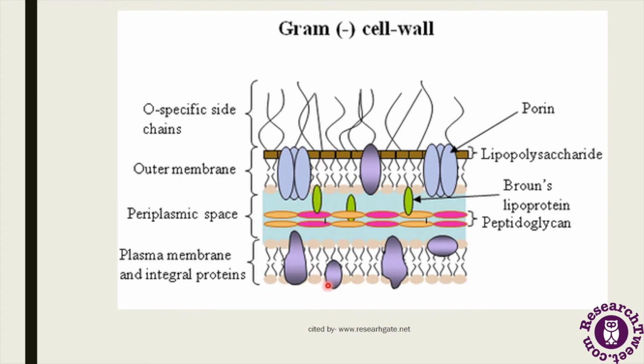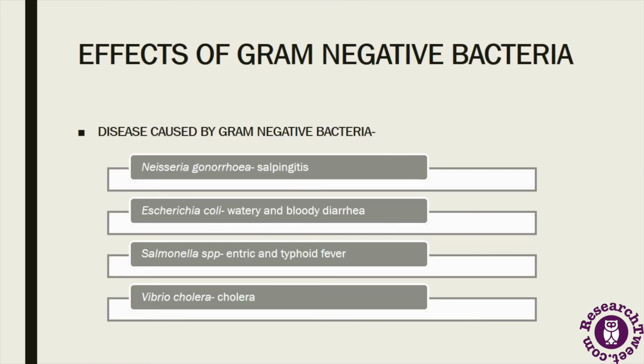Between the cell wall and the plasma membrane of the cell, there is a periplasmic space which is comparatively larger in gram-negative bacteria as compared to gram-positive bacteria. And there are Braun's lipoprotein molecules which attach and make strength between the outer membrane and the peptidoglycan layer of the cell wall. Here we can see this is a very thin, only two-sheeted peptidoglycan layer present in the cell wall.